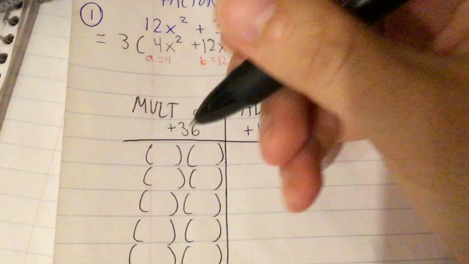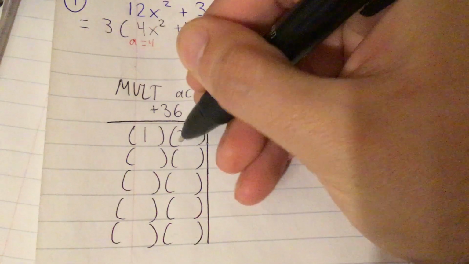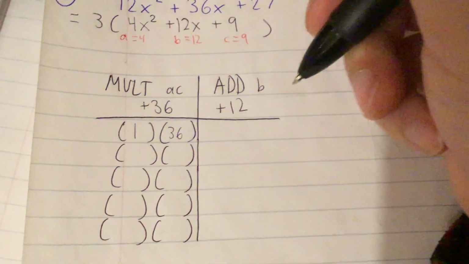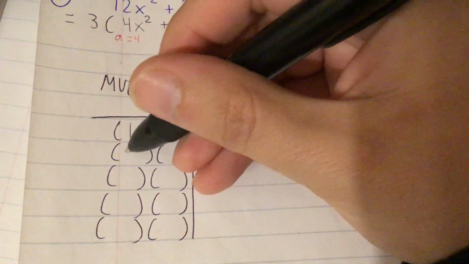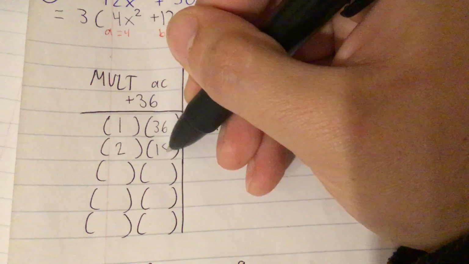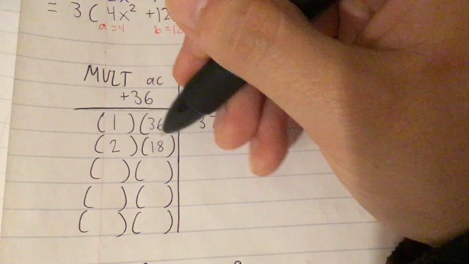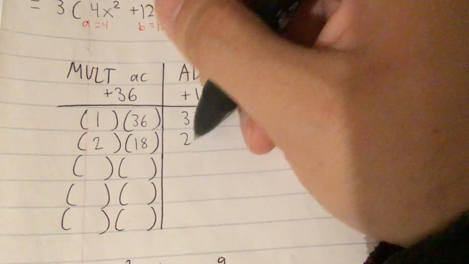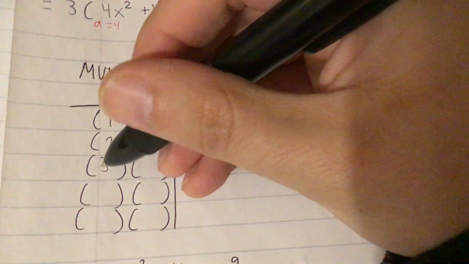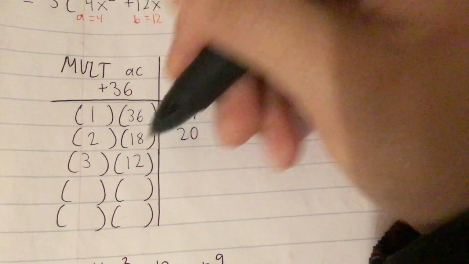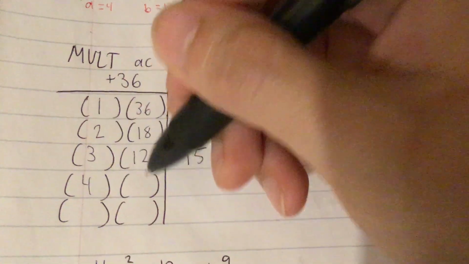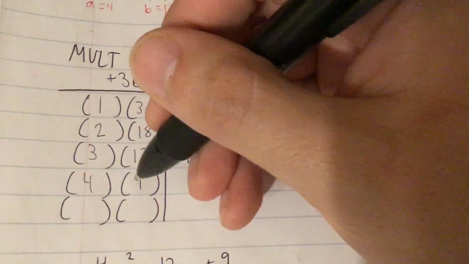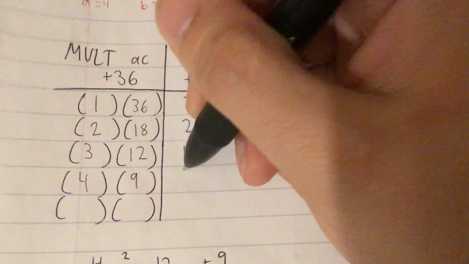So let's list out the factors. 1 and 36. 1 times 36 is 36. 1 plus 36 is 37, so that doesn't work. 2 times 18 is 36. 2 plus 18 is 20. 3 goes into 36 12 times. 3 times 12 is 36. 3 plus 12 is 15. 4 times what is 36? That would be 9. 4 times 9 is 36. 4 plus 9 is 13.